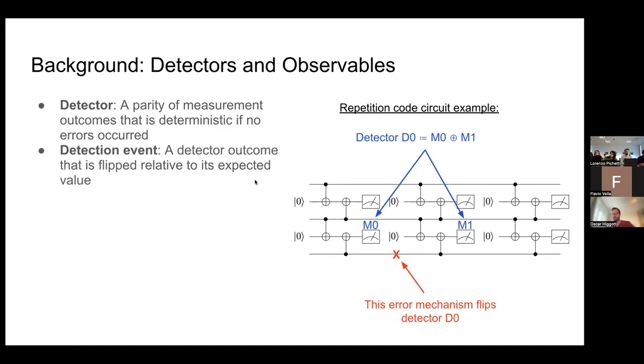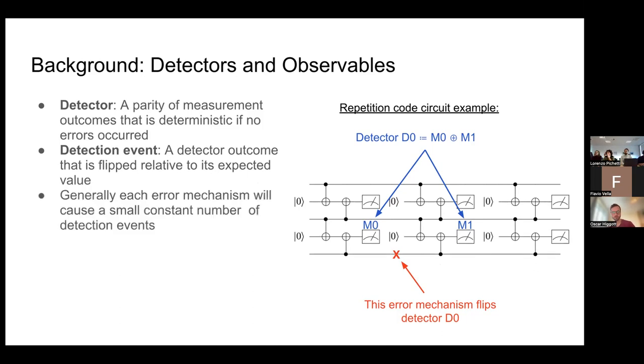A detection event is a detector outcome that is flipped relative to its expected value. So often when we talk about the syndrome, we just talk about the subset of the detectors whose value has changed. Often that's a very small fraction of the overall number of detectors. This is a sparse representation of the syndrome. And generally, each error mechanism will cause a small constant number of detection events.